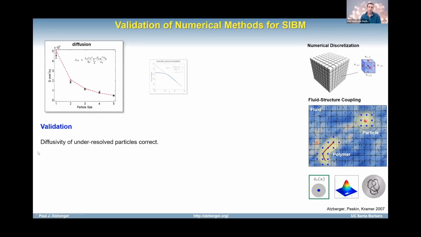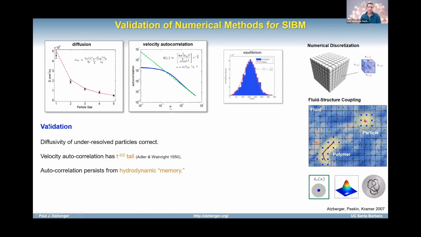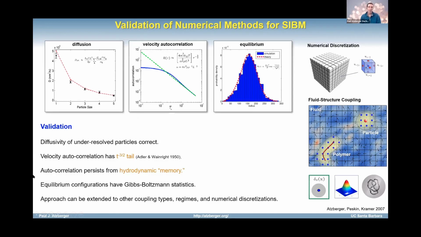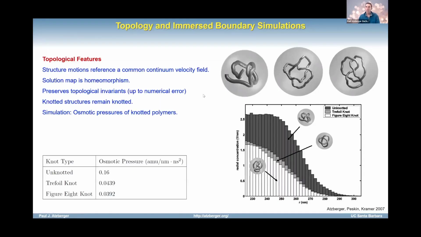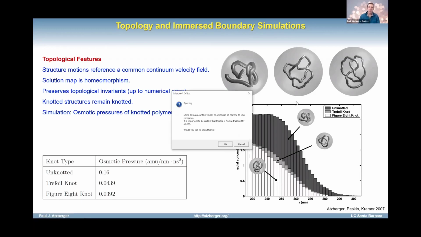Anyway, this just shows that if you under-resolve, you can get good results and capture things like hydrodynamic correlations and the autocorrelations of particles. I do realize that I'm on the boundary of time, so I'll end with just a few simulations. I think Charlie mentioned in previous lectures that immersed boundary methods preserve topology. So one fun thing you can do is have interesting topology.